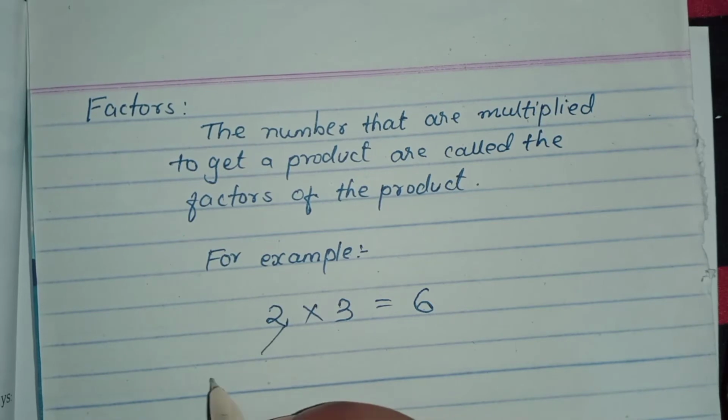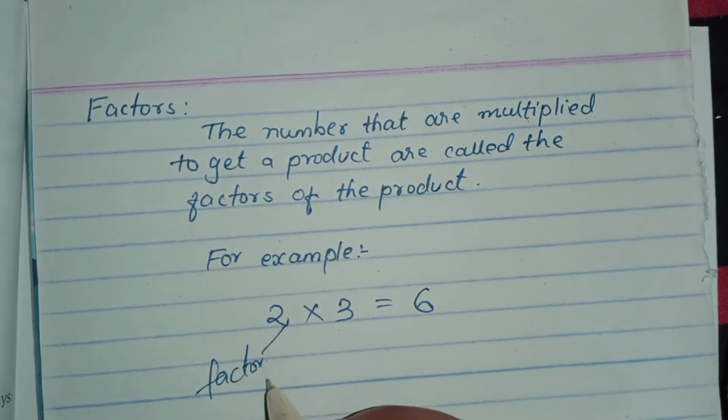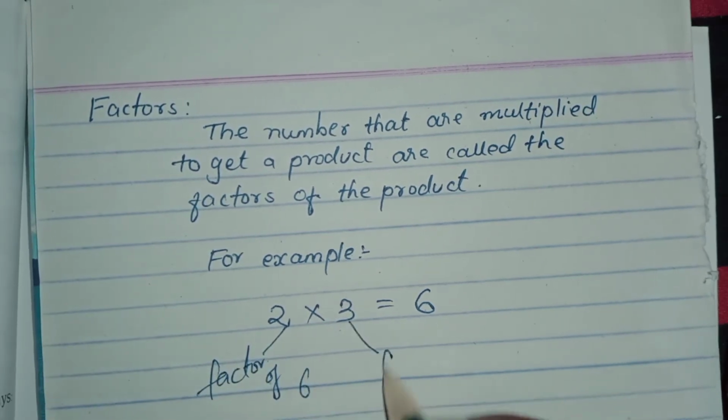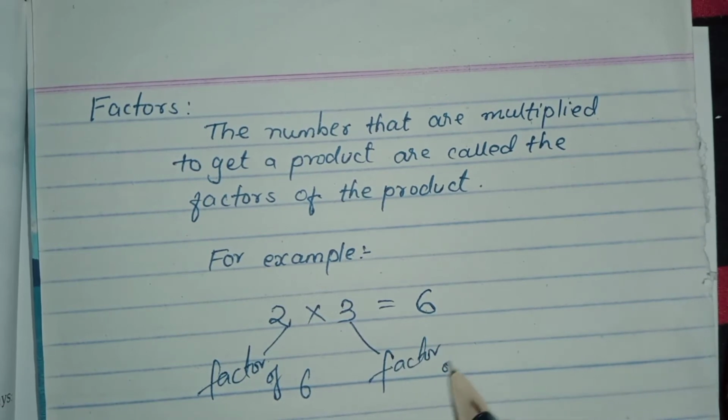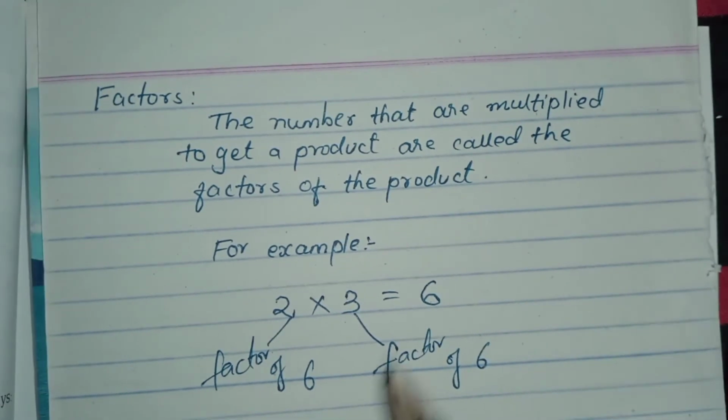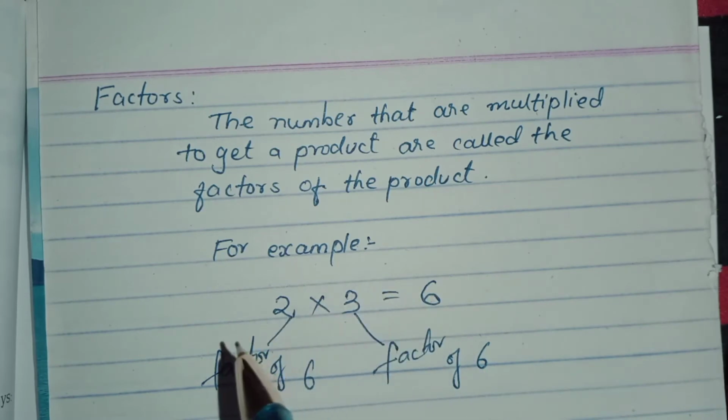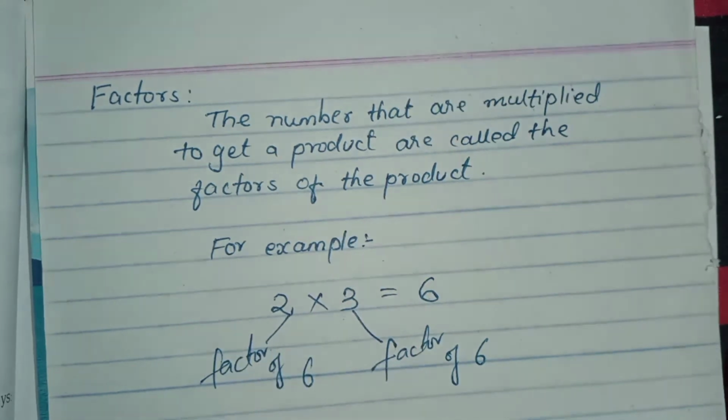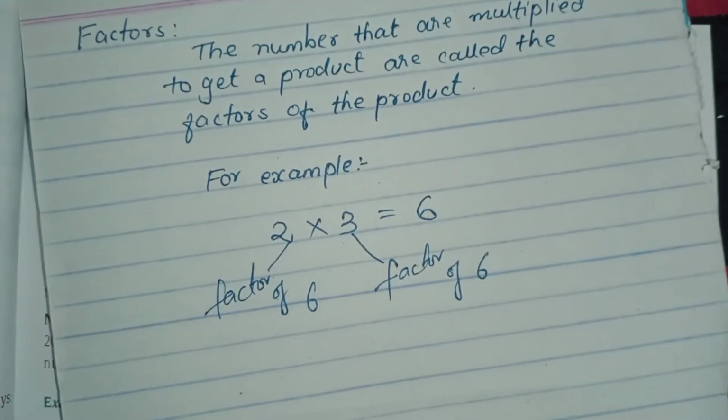So this 2 is the factor of 6. 3 is the factor of 6. This means that 6 comes in the 2 table, no? 2 3s are 6. And 6 even comes in the 3 table, no? 3 2s are 6. That means 6 is a multiple of 2 and 3. Okay, now let me give you one more example.